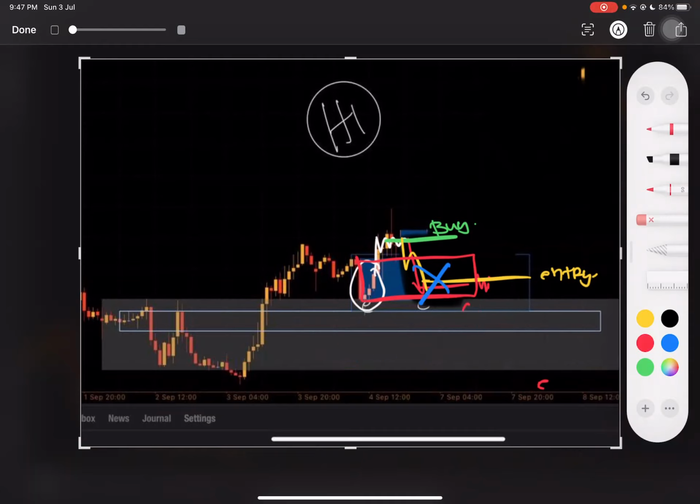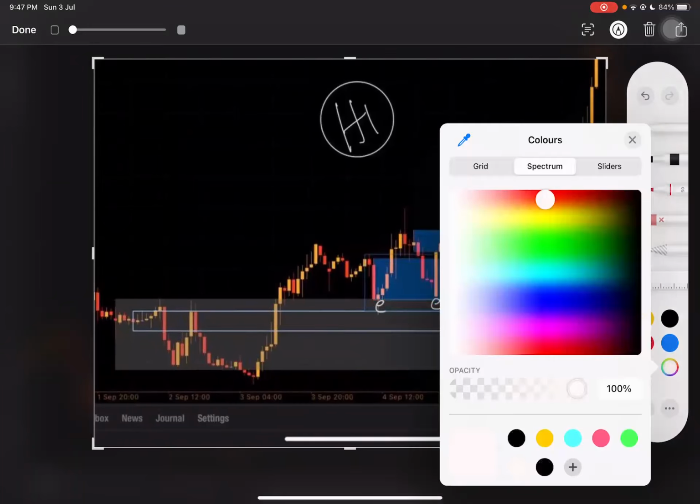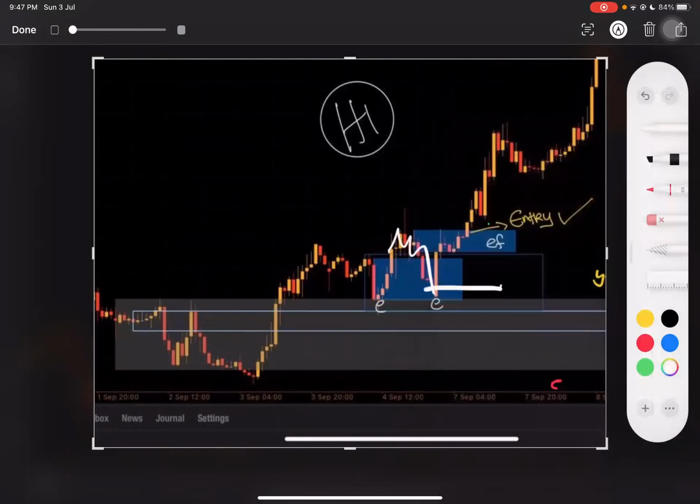Okay. So as for now, like usual, if you want to enter, you wait for price to pull back first, only then can you enter your position like this one. Price pulls back, only then can you enter your position. So that was your first entry.